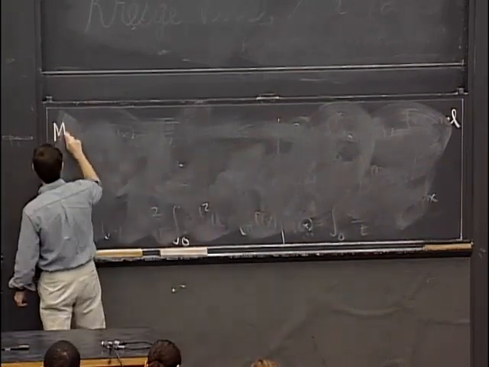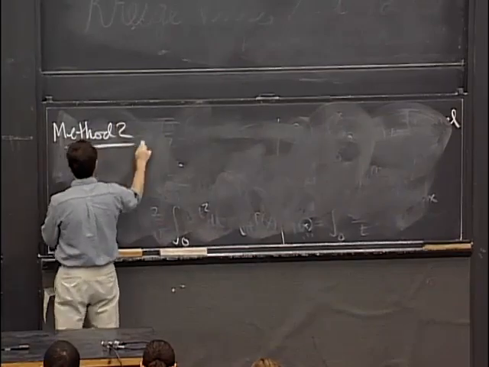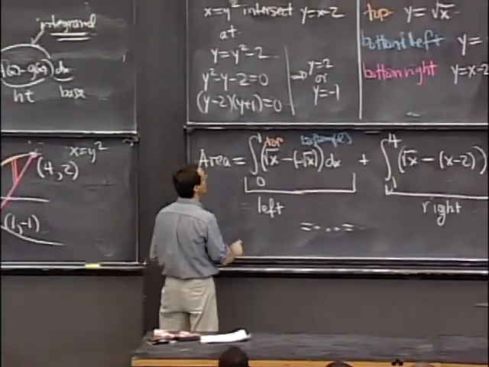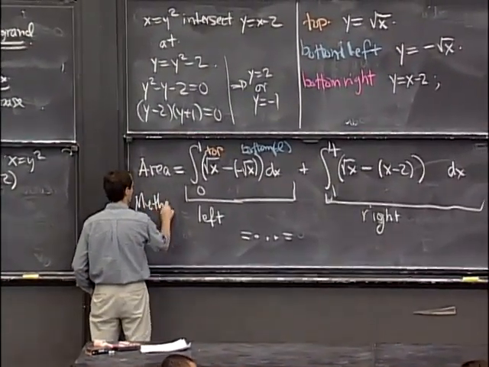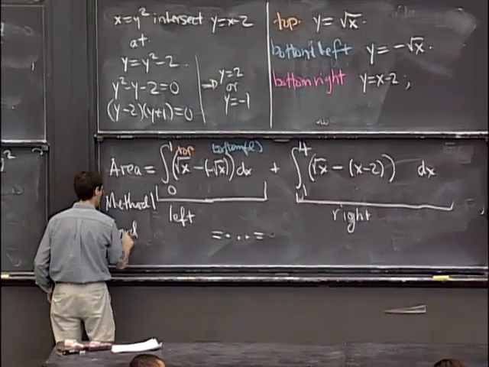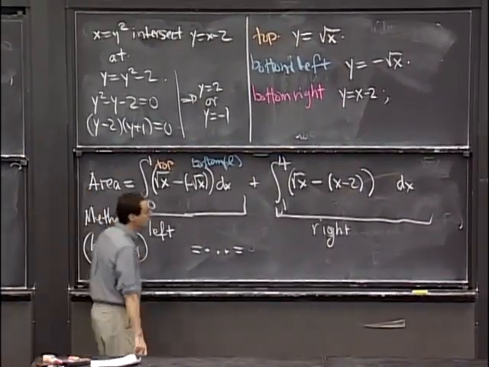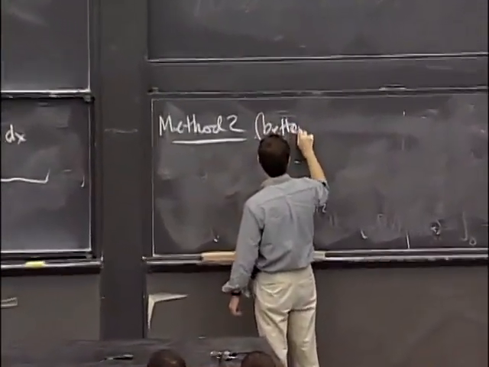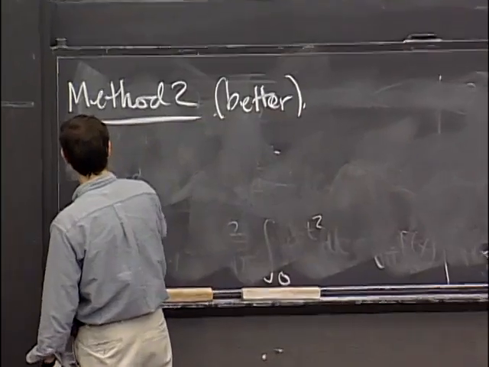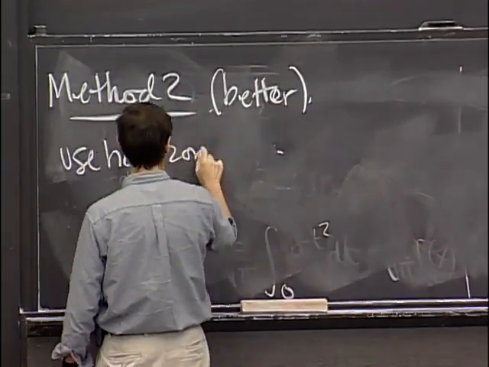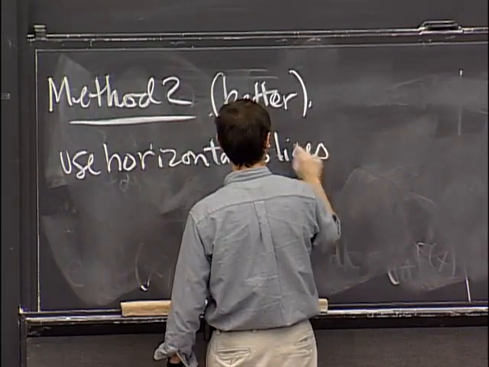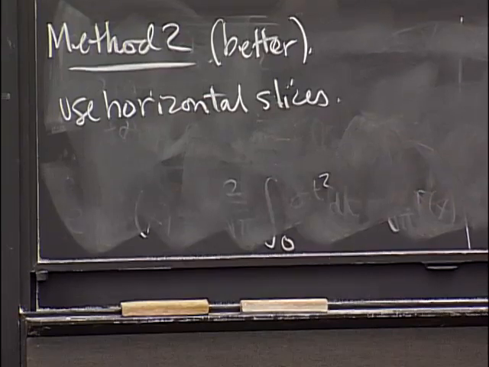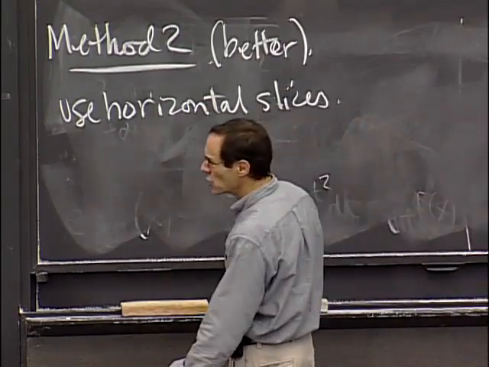So method 2, if you like, this was method 1, and we should call it the hard way. Method 2, which is better in this case, is to use horizontal slices. Let me draw the picture.